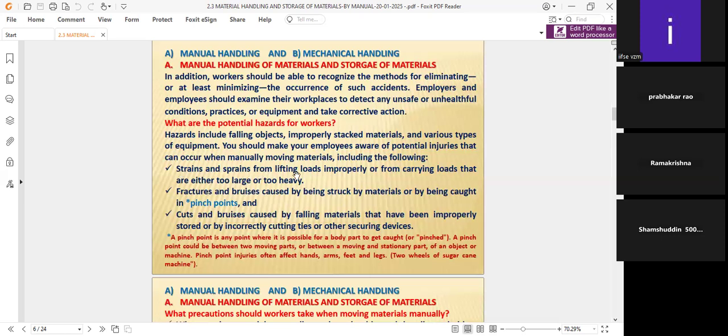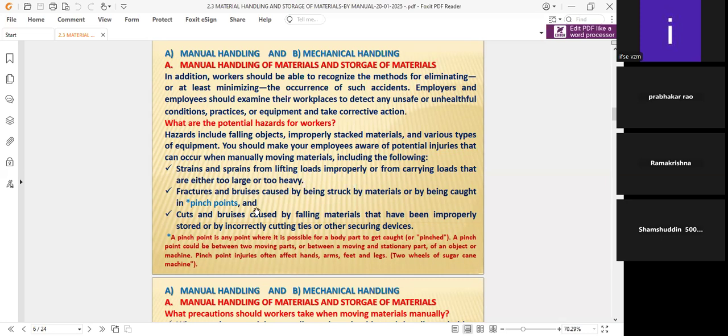strains and sprains from lifting loads improperly, or from carrying loads that are either too large or too heavy. They have to tell this: too large or too heavy. This word is very important. In the coming slides, as per the regulations, how much load can be carried by a man will also be covered. But here, employees should be told in training that organs of the body can be strained or sprained while lifting loads improperly. That should be told by the trainers to the trainees.